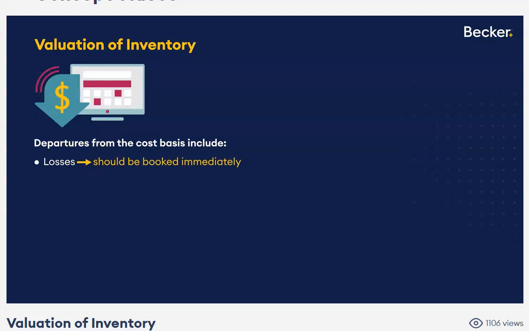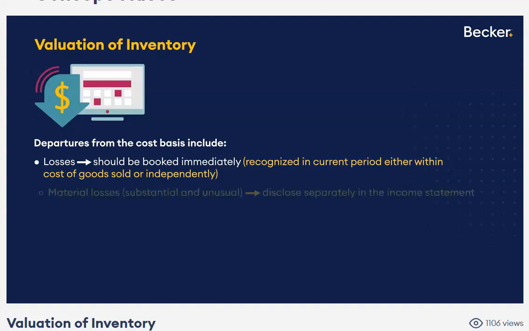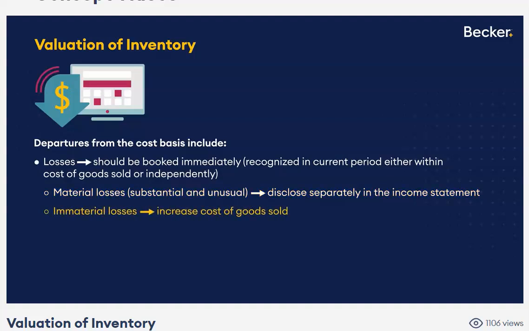Well, maybe just increase cost of goods sold, right? Maybe you'll just increase the cost of goods sold, but you may have to record the loss separately, independently if it's what? Material. If it's substantial and unusual, then it should get its own separate line item, okay? That loss should be separately reported. If it's relatively immaterial, then just increase your cost of goods sold. Okay, reversals not allowed under US GAAP.